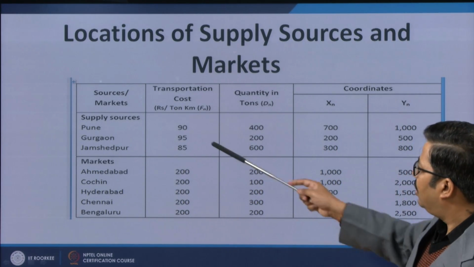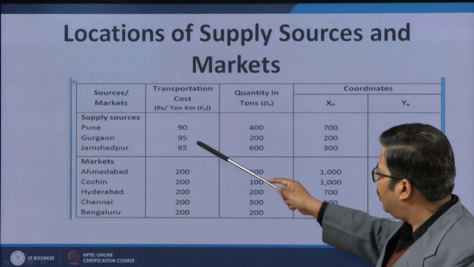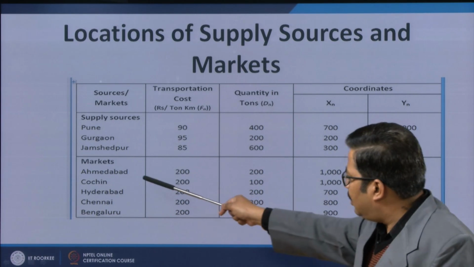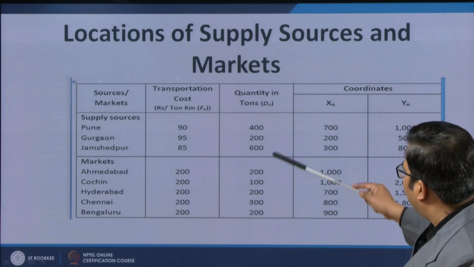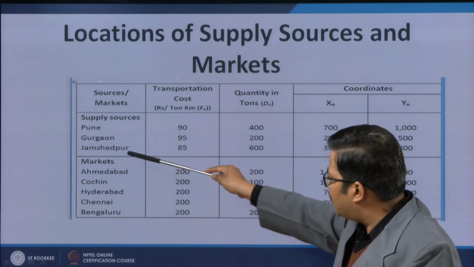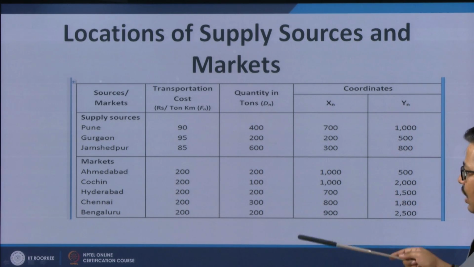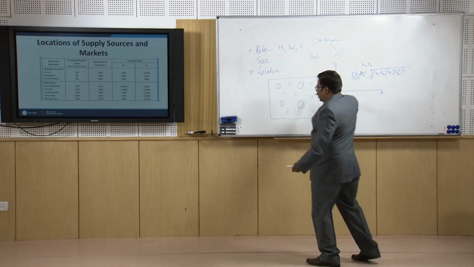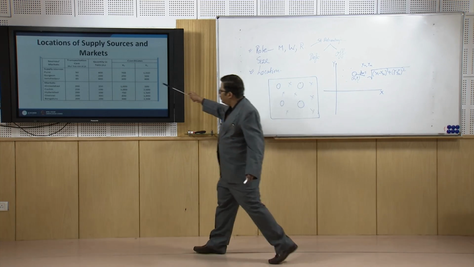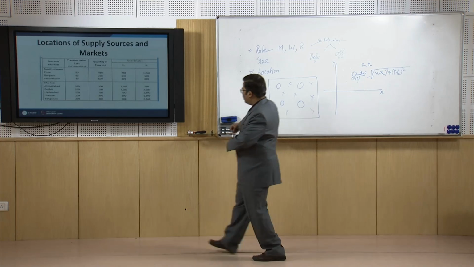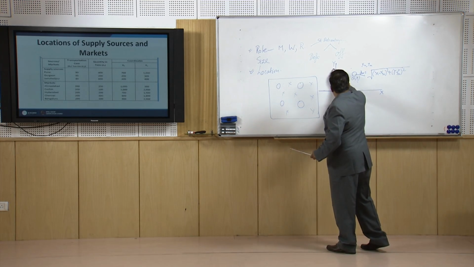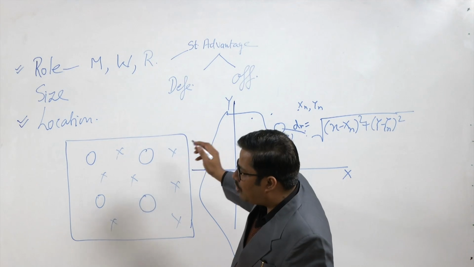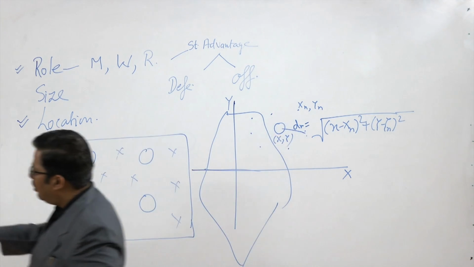The transportation cost, that is rupees per ton per kilometer, is 90, 95, 85 from these supply sources to the different markets. The quantity in tons available from the supply sources is 400, 200 and 600, and the demand for the different markets is this data. Now, on this graphical map, the coordinates of the supply sources are given. If I want to have India on this map, you get the idea of the coordinates of Pune, Gurgaon and Jamshedpur here.